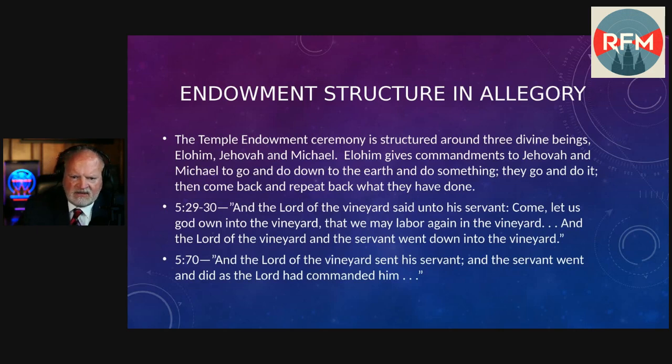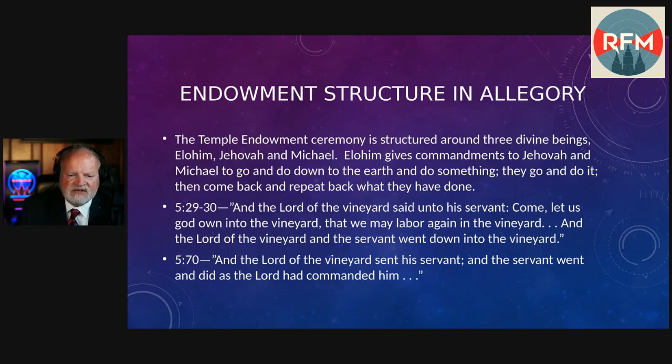Now, I also noted that there is a structure in the allegory that is reminiscent of the endowment. Of course, the Book of Mormon was written in 1829 and the endowment came in the 1840s, as I would expect. We understand that the Book of Mormon comes before the endowment, but this pattern, this relationship between characters in the Jacob allegory of the olive tree, was so similar to what happens in the endowment that I can't help but think that this is forming a basis for part of that.